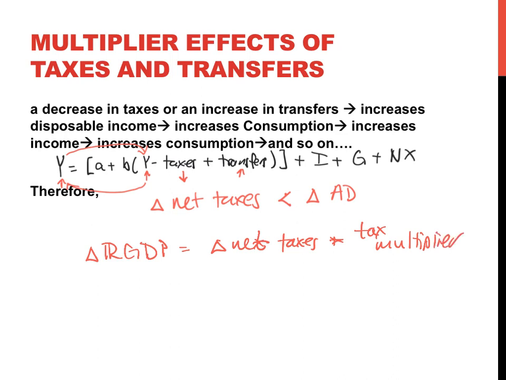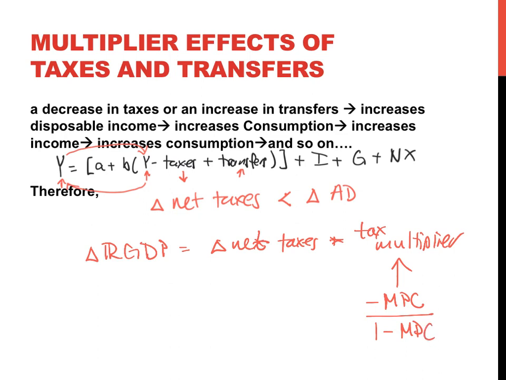And the tax multiplier is going to be smaller than the government purchases multiplier because we don't start with that direct increase in purchases. We start with an increase in taxes, which decreases our disposable income, and only some fraction of that disposable income is spent. So that tax multiplier is equal to negative MPC, so the negative marginal propensity to consume, divided by 1 minus the marginal propensity to consume.